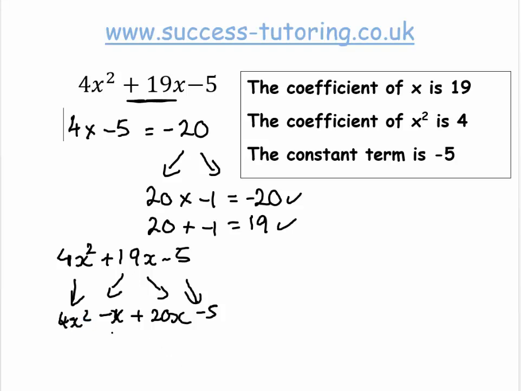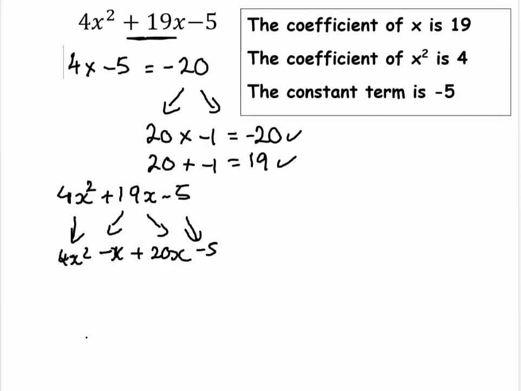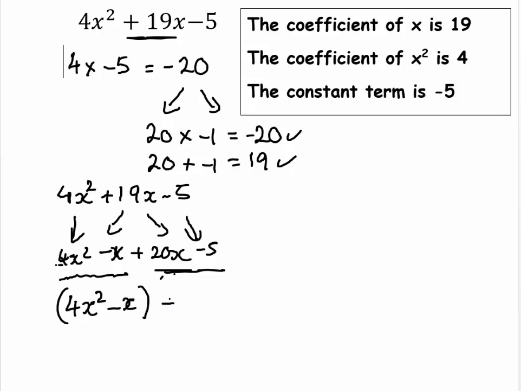Okay, now I can just go ahead and start to put this one into brackets and this one into brackets as well. So let's do that now. So we've got 4x squared minus x, close brackets, plus, because the 20x is positive, I can put a plus here. We've got 20x minus 5. Factorize what's common in this bracket here. x is common on both sides. Let's take that out. You're going to end up with 4x minus 1, close brackets.